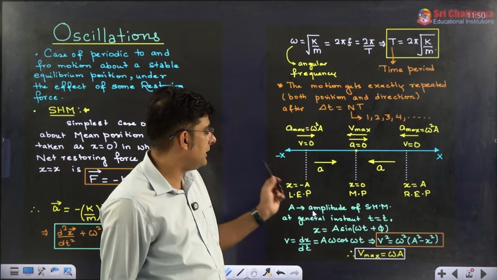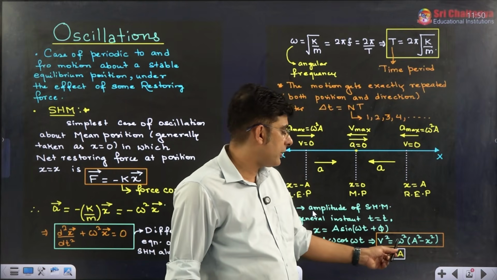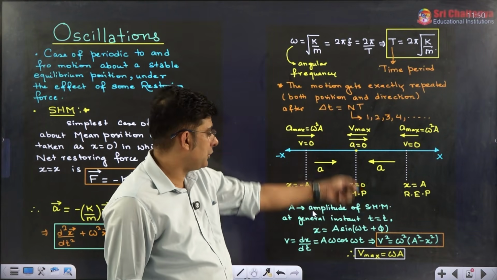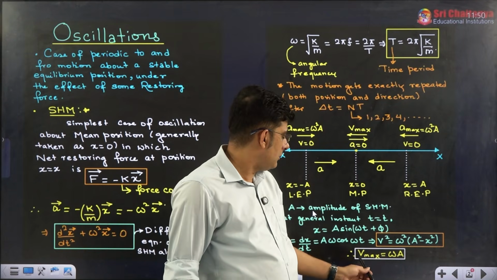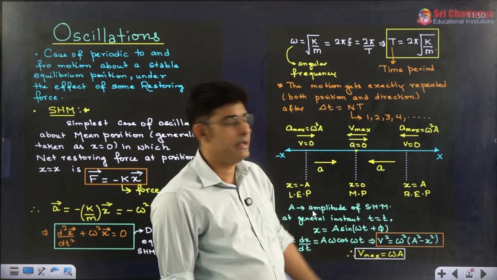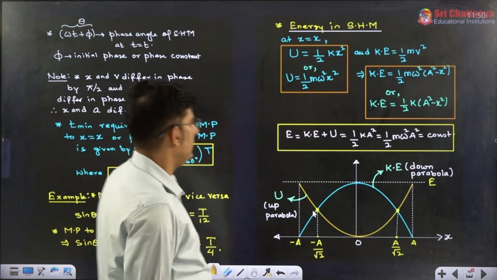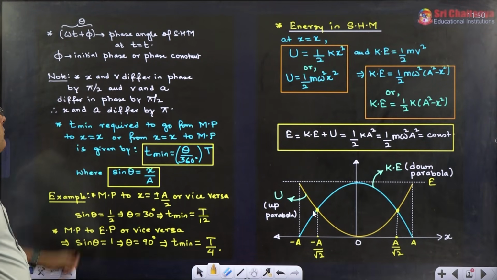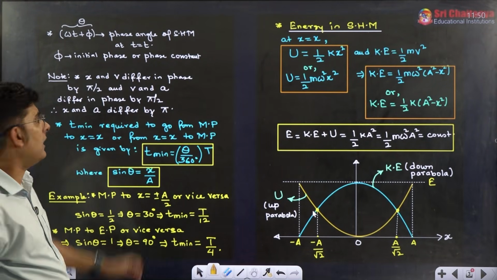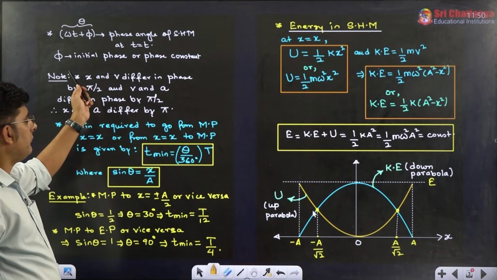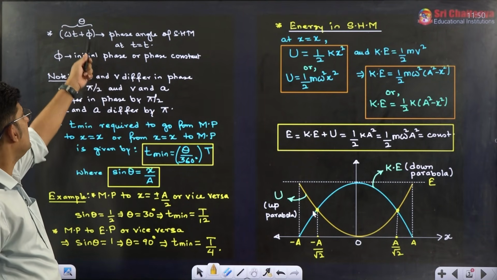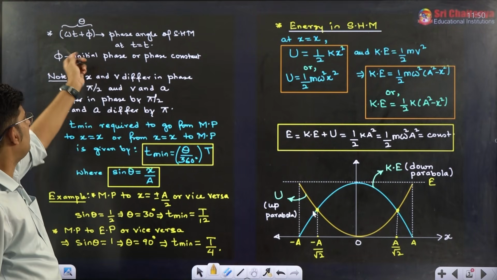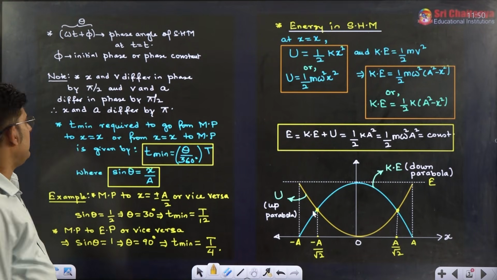V squared, the speed at any position x, can be found by v square equals omega square (A square minus x square). What is the maximum speed? If you put x equals 0, maximum speed magnitude will become omega A. Remember this. Next, as I said, omega t plus phi is called the phase angle of SHM. We are representing it as theta at time t. Phi here will be called the initial phase or phase constant. Why? Because if you put t equals 0, theta will become equal to phi.